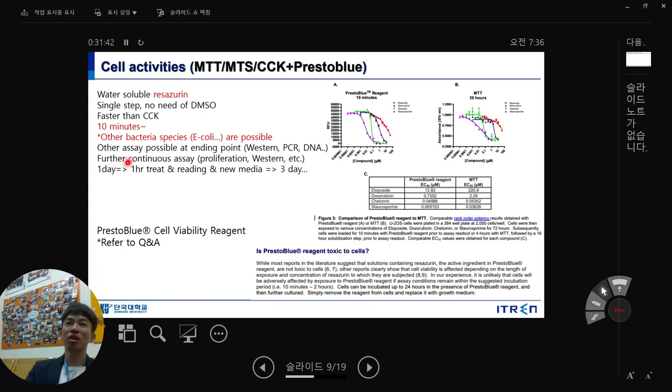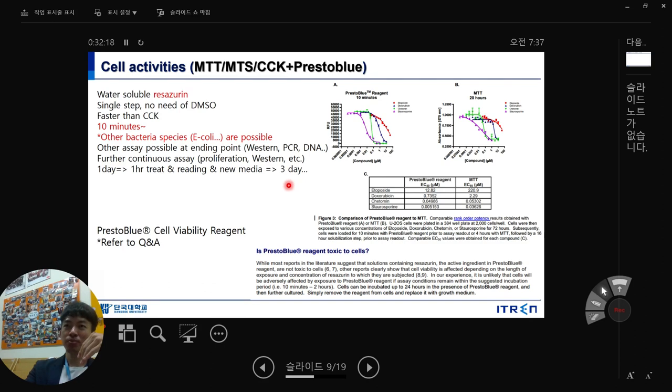For example, you want to check 1, 3, 5, 7 days of proliferation using Presto Blue. Treat with Presto Blue for 1 hour, read, change to new media, and culture up to 3 days. And then check again, change new media, and on the fifth day you can check. Using one sample, you can check different time points, 1, 3, 5 days. But in the case of CCK, CCK is more toxic, so the cells can decrease.